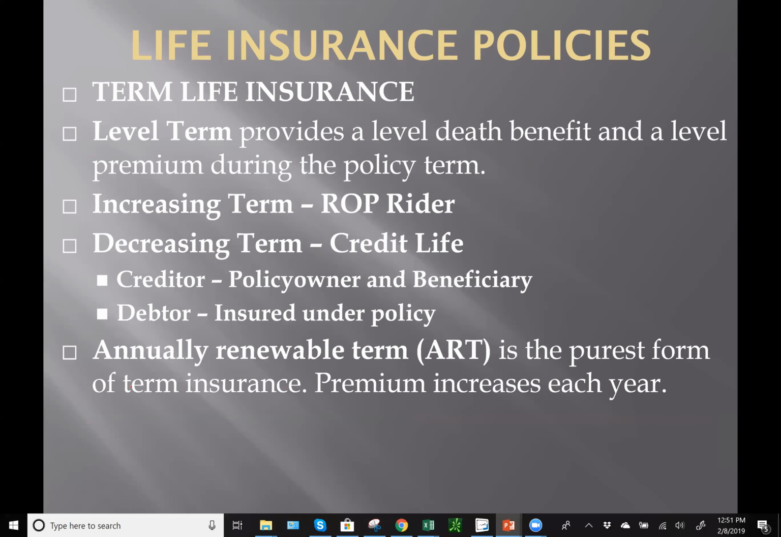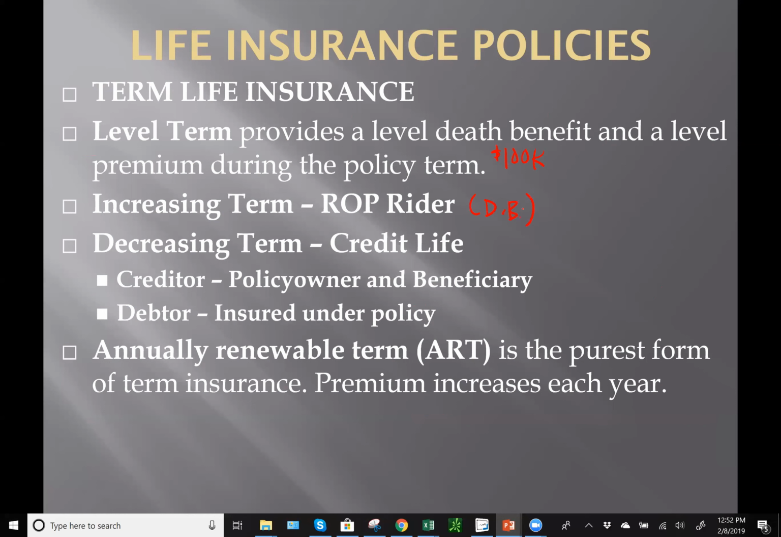So level term provides a level death benefit and a level premium during the policy term. Once again, I like to use $100,000 as a death benefit. So it starts out at 100,000, ends at 100,000, level death benefit. Next is increasing term insurance. And remember, on increasing term, it is the death benefit that is increasing, not the premium. It's the death benefit.